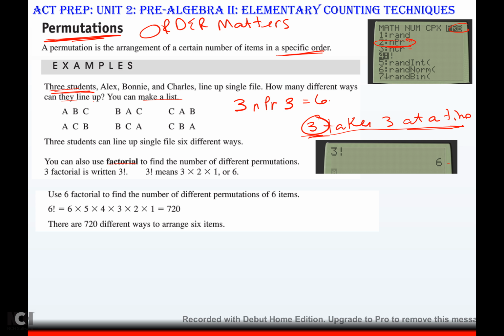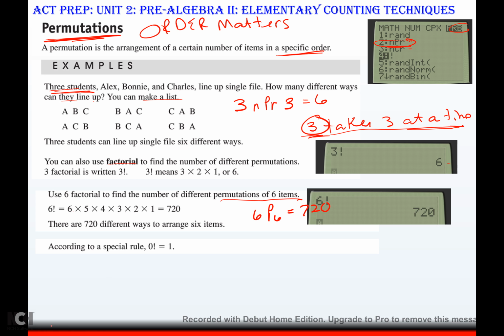Okay? So it says use 6 factorial to find the number of different permutations of 6 items. Again, you could do 6 times 5 times 4 times 3 times 2 times 1. All right, you could also do 6P6, and it will give you the same answer. And then you have to memorize this special rule. 0 factorial is 1. It's not 0, it's actually 1.